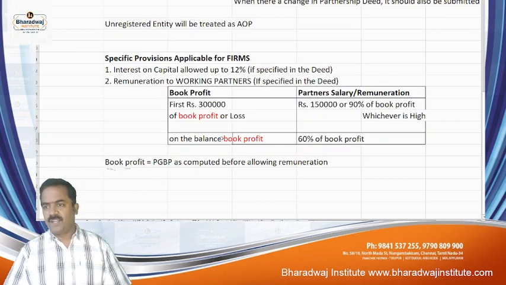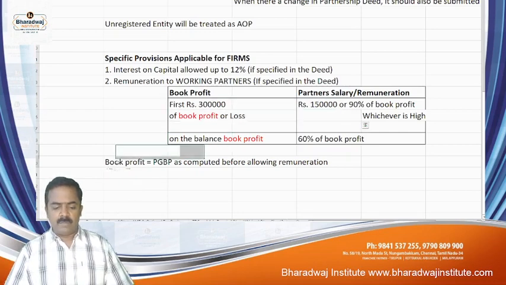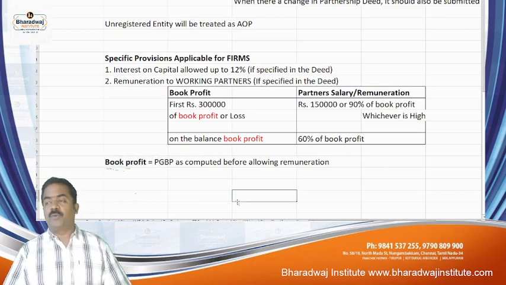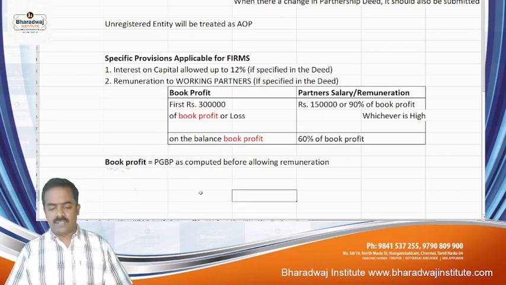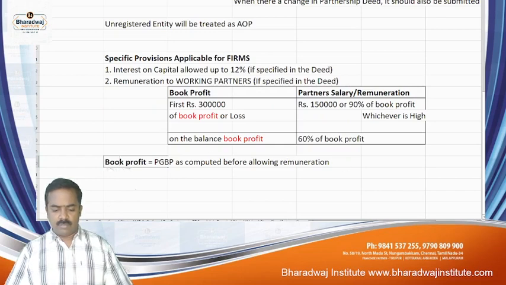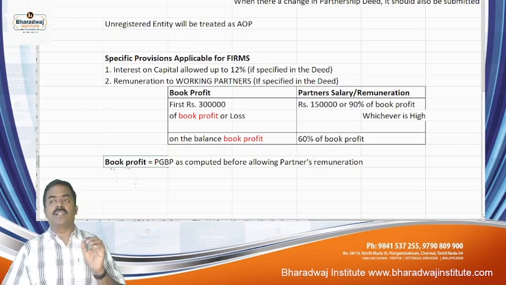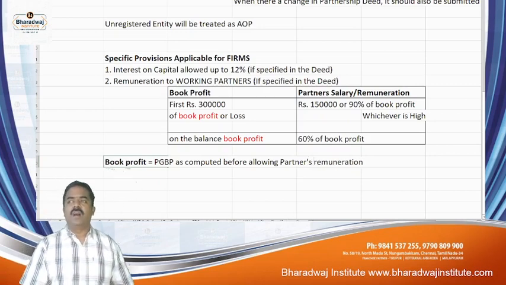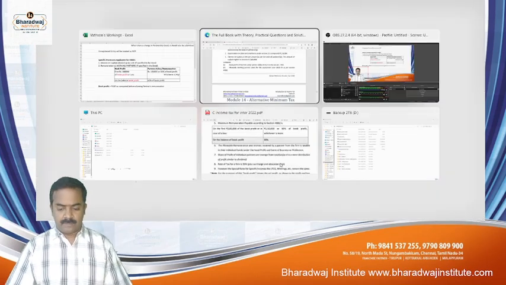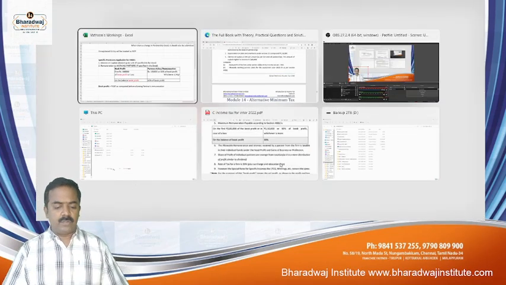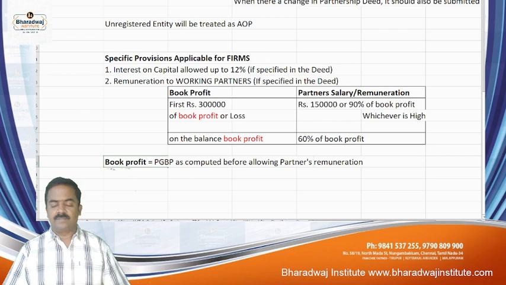I'll explain through an illustration so that you will understand better. What do you mean by book profit? PGBB as computed before allowing partners remuneration; before allowing partners remuneration, we call it book profit. Please remember, salary can be paid only to the working partner.